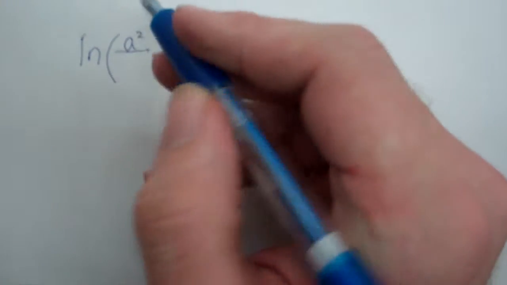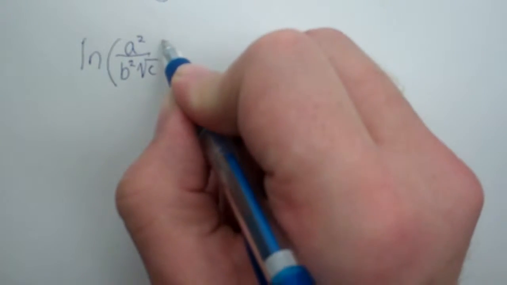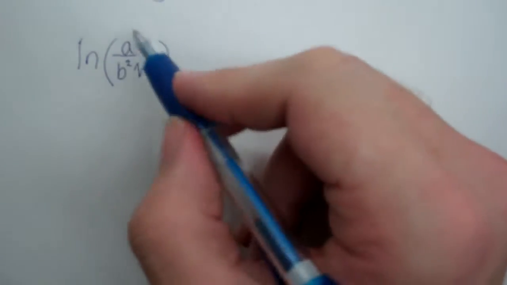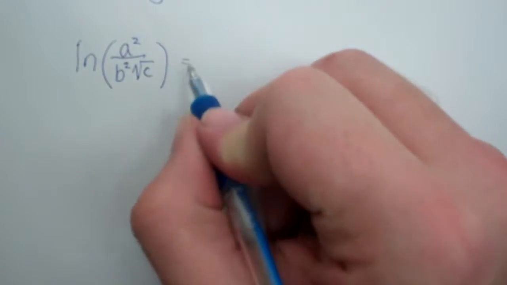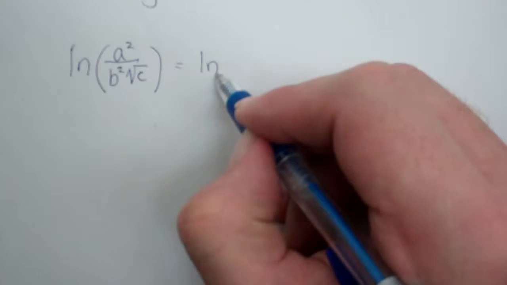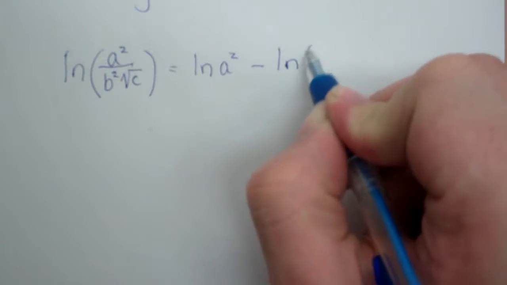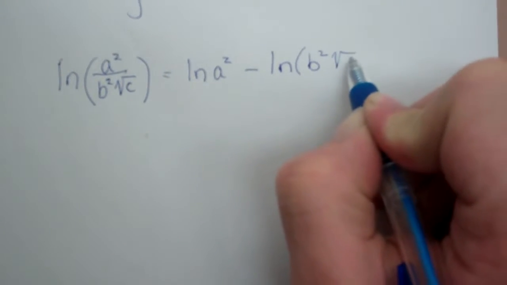Here's another example of simplifying using the laws of logarithms. In this example, we will do several of the laws in the same example. How about the natural log of a squared over b squared times the square root of c? Well, I see this as a quotient, and whenever I have a quotient, I can write that as the difference of two simpler logs. So this is the same as ln of a squared minus ln of b squared times the square root of c.